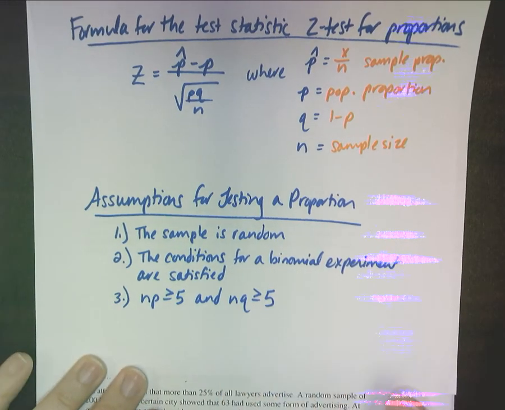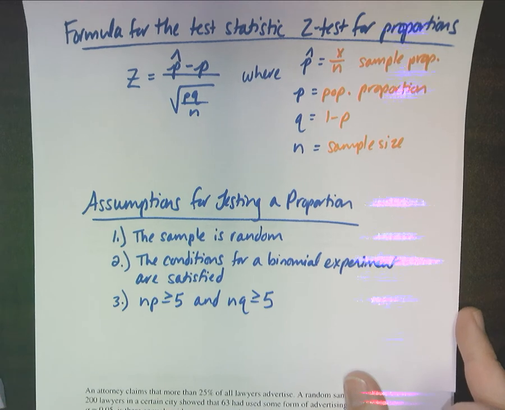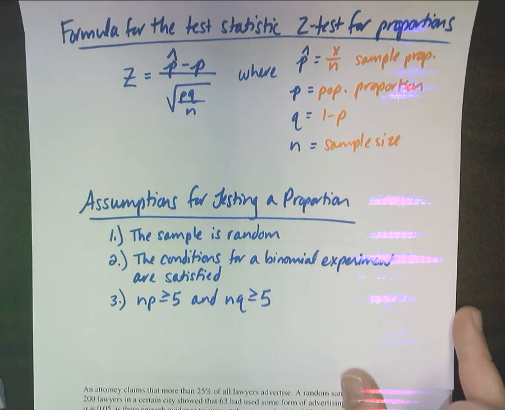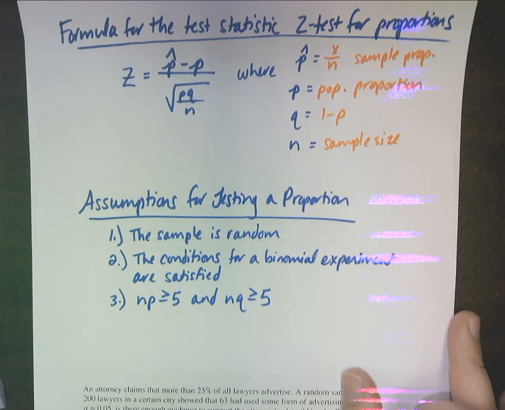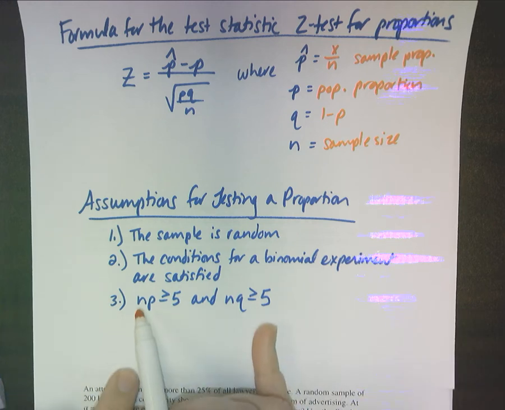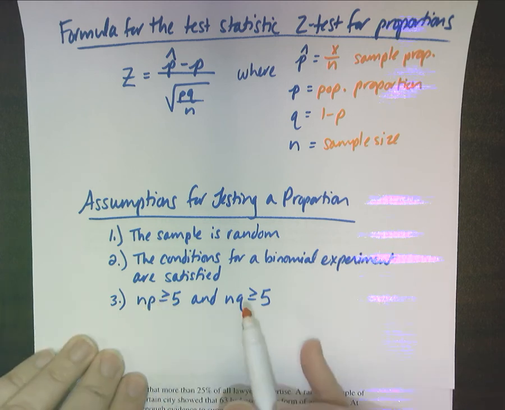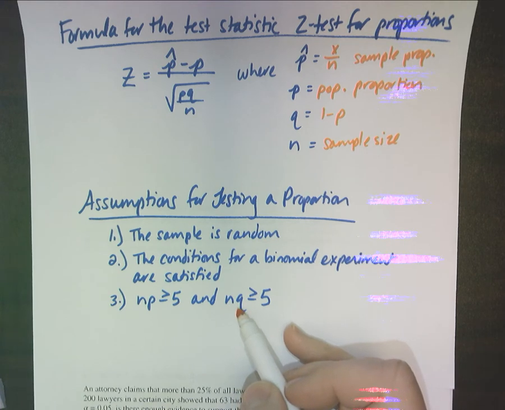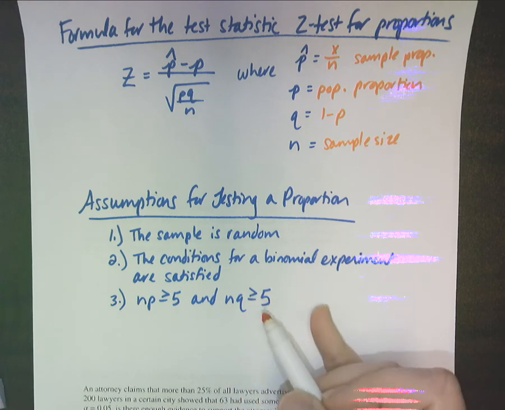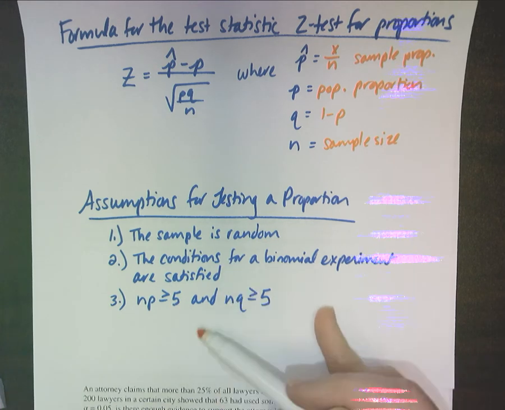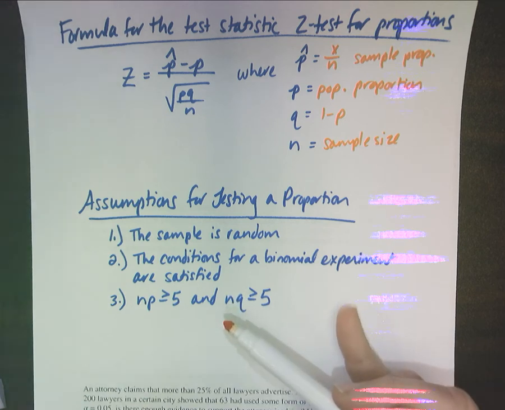All right, so now these are the assumptions for testing a proportion. Number 1, the sample has to be random. We know that. The conditions for a binomial experiment are satisfied. If you go back to when we did binomial experiment in Chapter 5, you can read those conditions. And then this might be different and new for you, but your sample size times P, your population proportion, has to be greater than or equal to 5. And then your N times Q has to also be greater than or equal to 5. More than likely it should be, but you can always double check this.